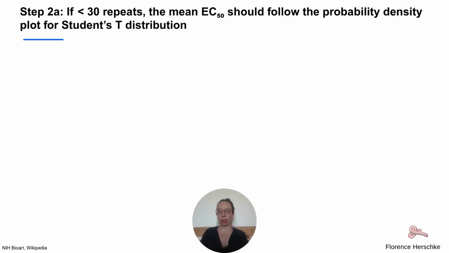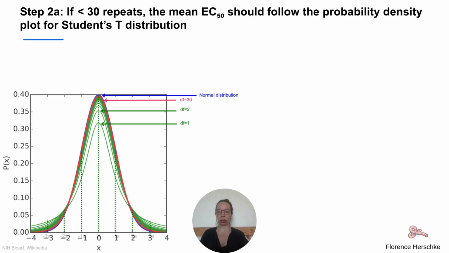In most cases, less than 30 independent repeats will have been performed. In that case, the mean EC50 should follow a probability density plot for a student's t-distribution. Such a plot is shown on the left. The lowest curve, the most bottom curve, corresponds to a degree of freedom of 1, then a bit higher of 2, and you will appreciate that from a degree of freedom of 30, the line in red is almost identical to the normal distribution.